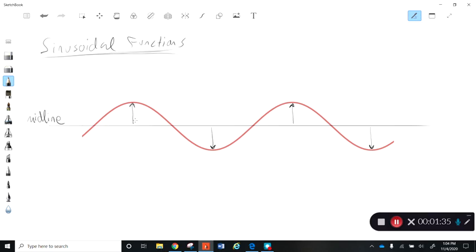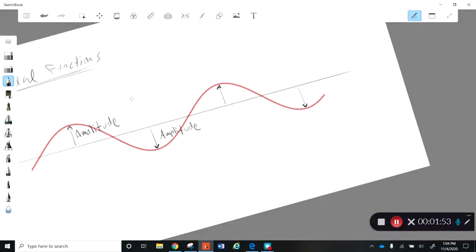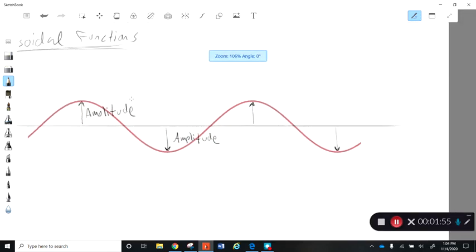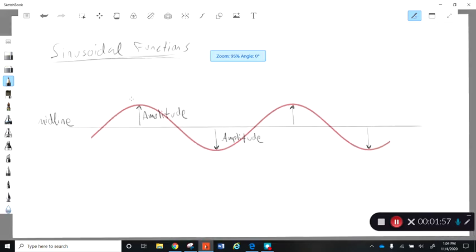So the distance between the midline and the maximums or minimums, whichever, they're the same value, that's called the amplitude of the wave. Amplitude. Okay, and you can measure it there or you can measure it there, as long as you're measuring from the midline to a local maximum or local minimum. Okay, so we've got midline, we've got amplitude.